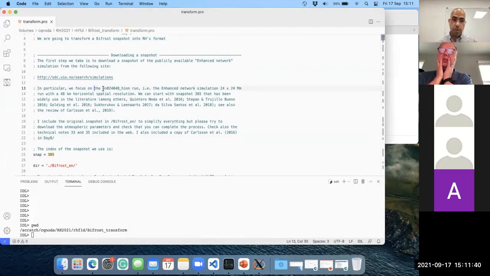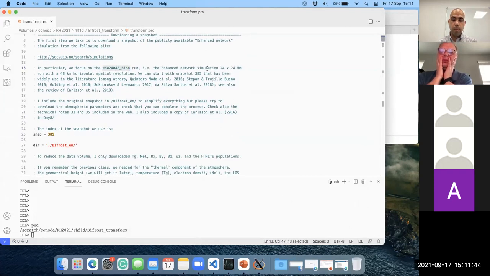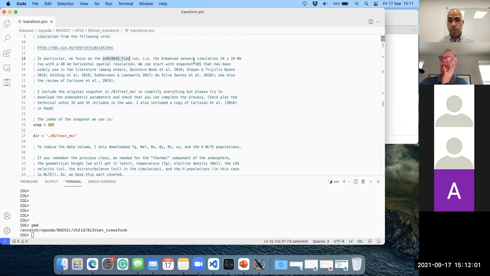The idea is we are going to use this one. The name is enhanced network simulation. We will see later how the spatial distribution of the magnetic field is. It's a 24 times 24 megameter run with a pixel size of 48 kilometers. Okay. The snapshot that we are going to use is the 385.